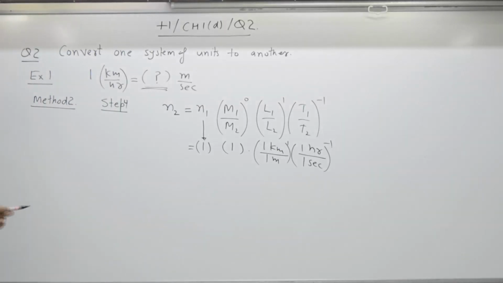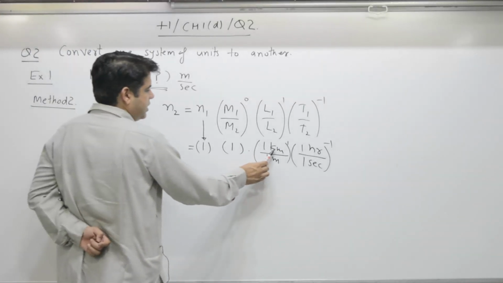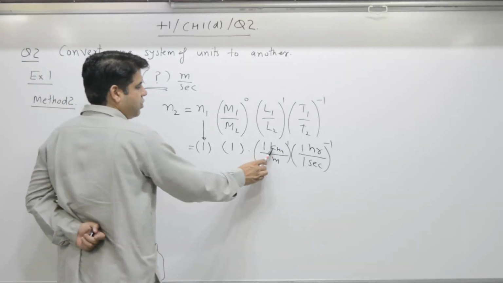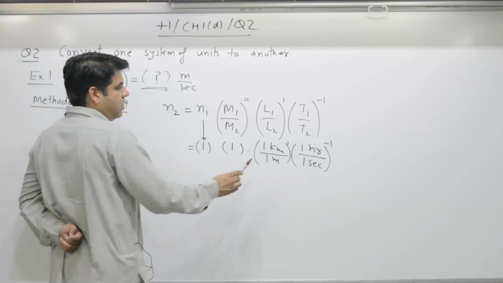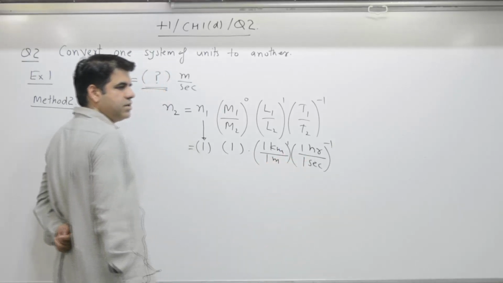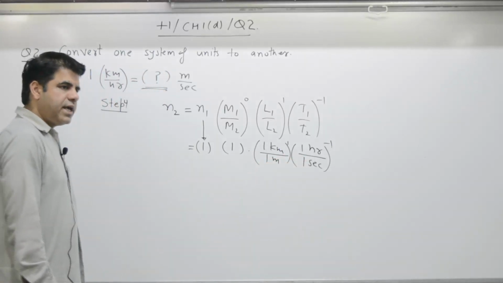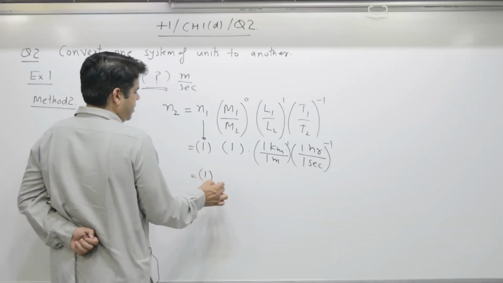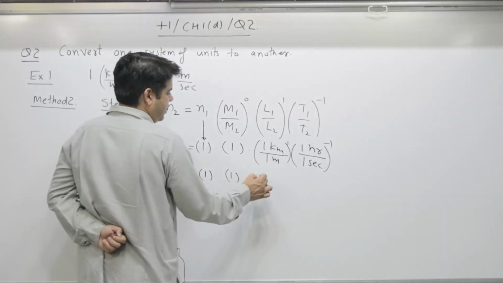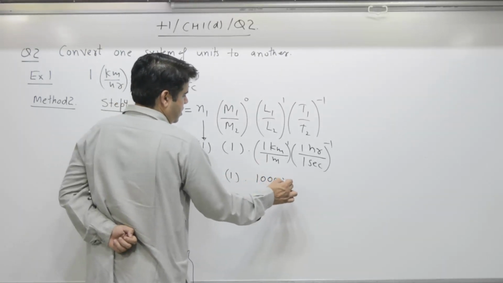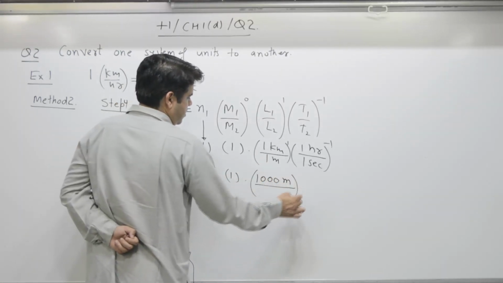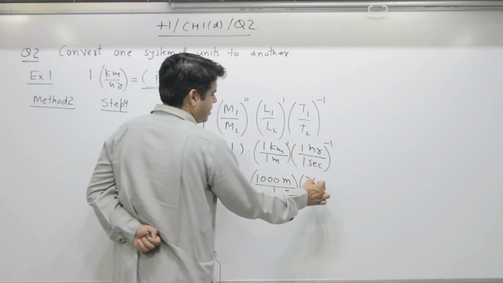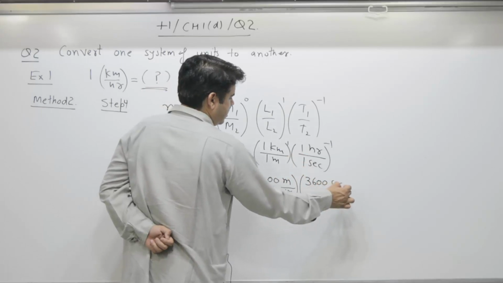Now, we need to work out the same units. It is kilometer, this is meters, not workable. You will have to change kilometer to meters. This is hours, this is seconds. You will have to change it to seconds. So what you get is 1 kilometer is 1000 meter over 1 meter. 1 hour is how many seconds? 3600 seconds.